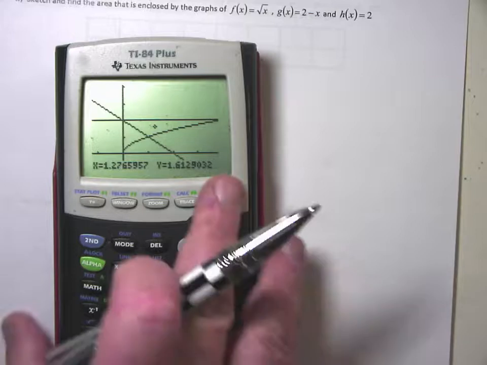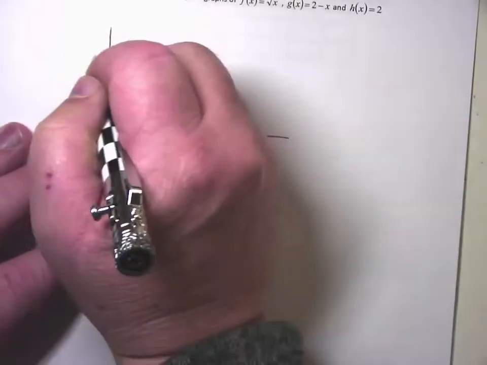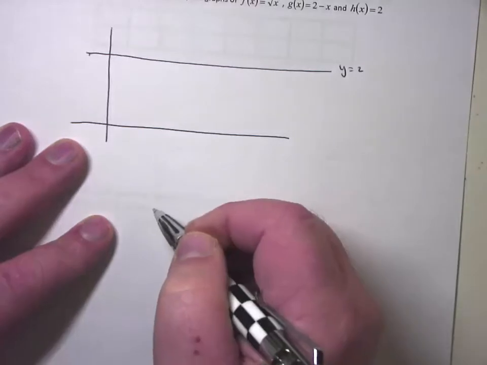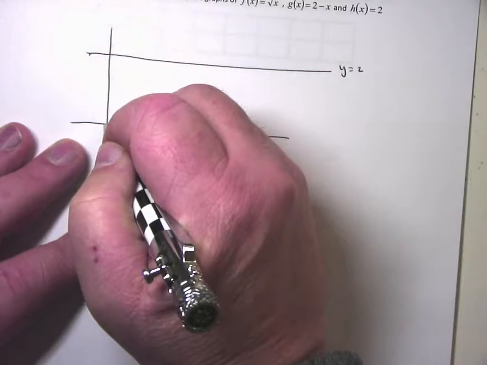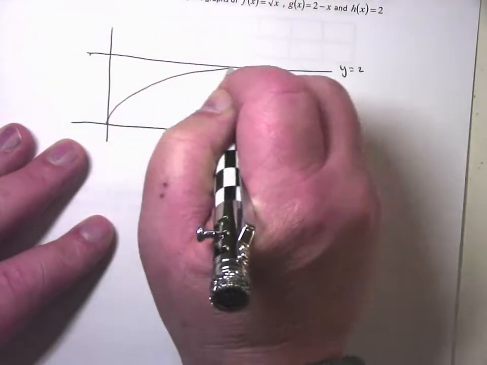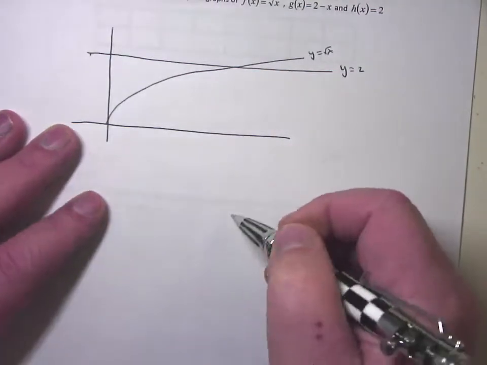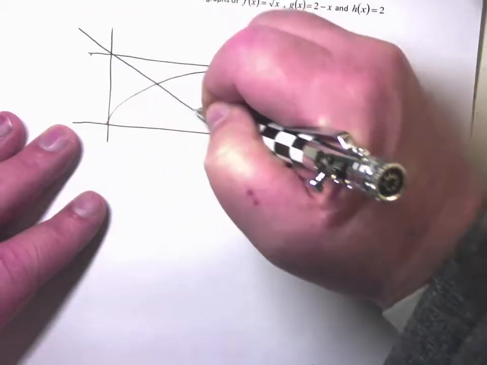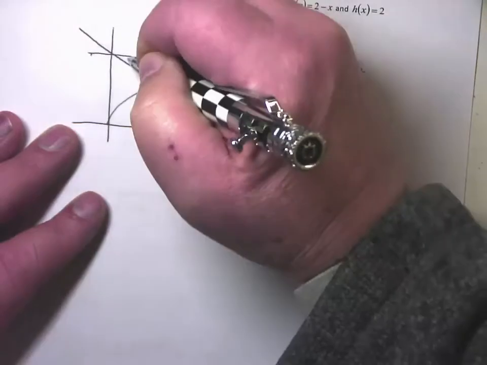So I'm going to kind of draw that on here. So I have y equals 2 right here. I have the square root of x graph. It starts here and kind of bowls over, so it looks like this. So this is y equals the square root of x graph. And the other one is the 2 minus x graph, like this guy right here. This is y equals 2 minus x. And we're talking about this region here.